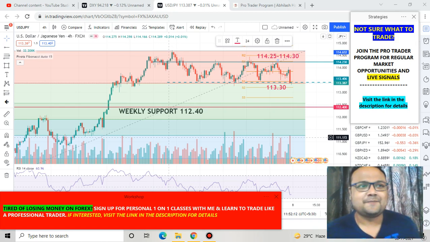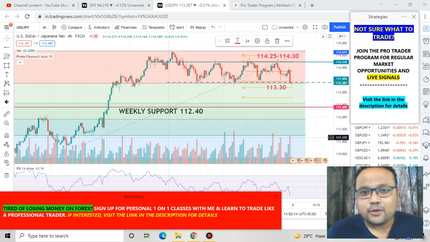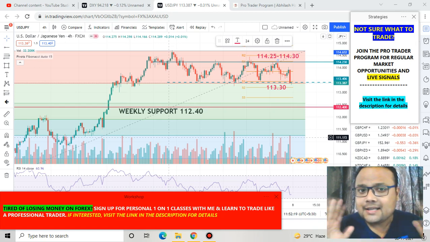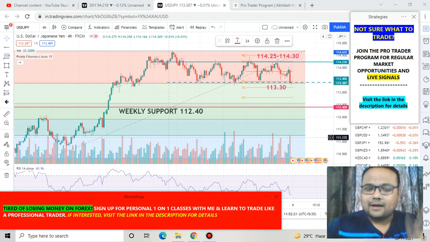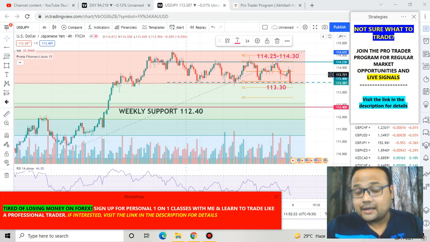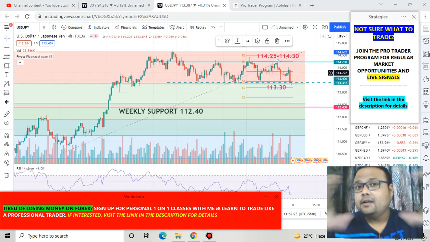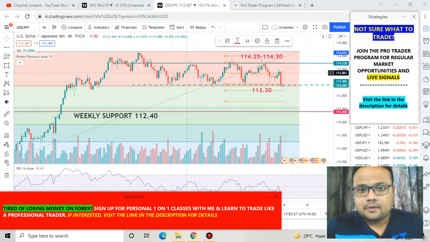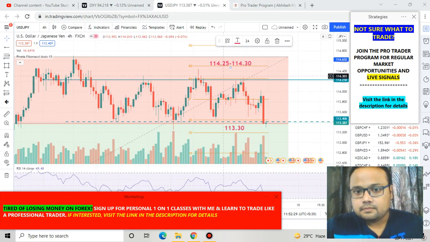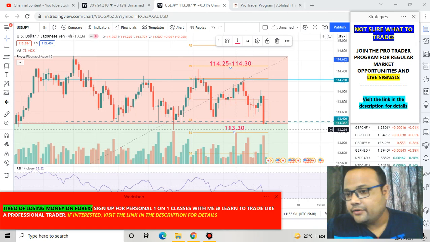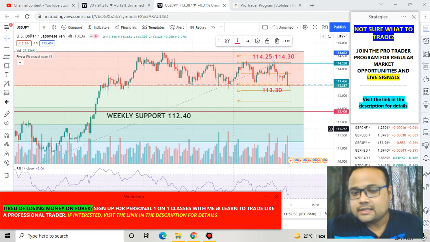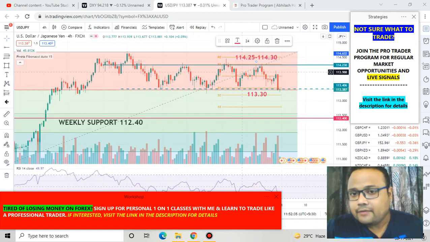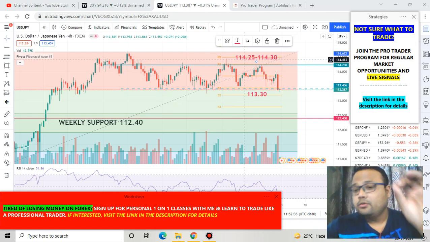So let's get started. This is the Forex chart of USD JPY in front of us right now, and as you can clearly see on the chart, after this huge uptrend the market is trading in a narrow range here. We have 113.30 on the downside as the support, and on the other hand we have 114.25 to 114.35 on the upside as the resistance.